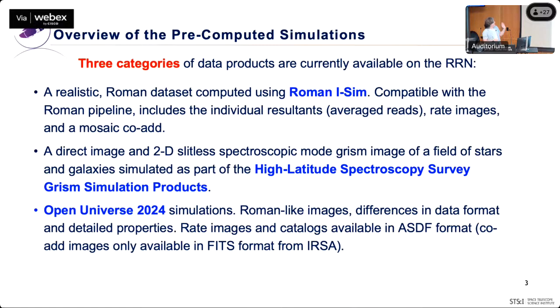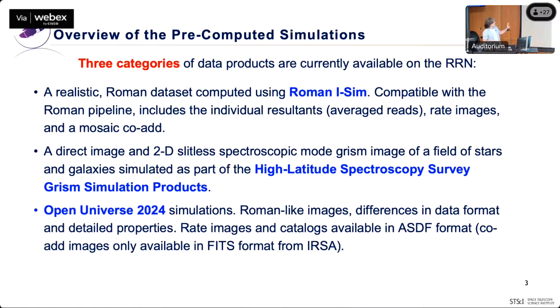So first we have a realistic set of simulations that were created using Roman ISIM, which you heard Charles talk about earlier. These are compatible with the Roman pipeline, and these include the level 1. So these are those ramps that Gisela talked about, the uncalibrated data cubes. Level 2 are calibrated rate images. And right now we have a single example of a mosaic coad, a level 3 product. So this is a small set of observations that are a dithered set of observations around a globular star cluster, and we'll see that in a little bit.